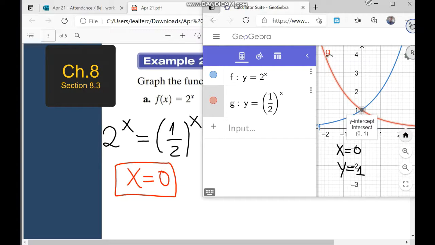This kind of procedure, where you make two functions and find the intersection, is very useful to solve any kind of equation. You can make one function the left-hand side of the equation, another function the right-hand side of the equation, and then you find the intersection, which is going to be the solution. Very useful to solve any kind of equation using the graphing calculator. All right, no questions? Maybe we can move on.